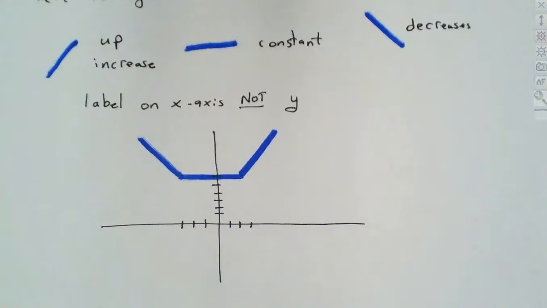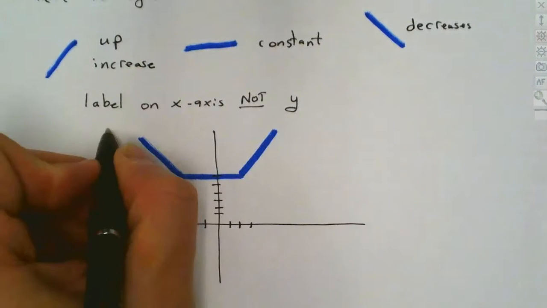So when we look at this, we read it from left to right. We think about it kind of like a roller coaster is one way of looking at it. Another way is to think about it like a graph on a stock. You want that graph to go up, you don't want it to go down. So we're going to label where it increases, decreases, and remains constant.